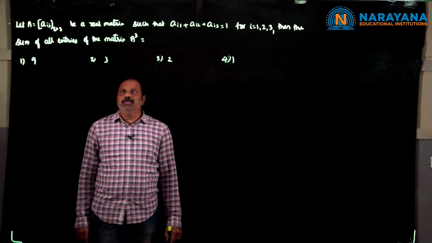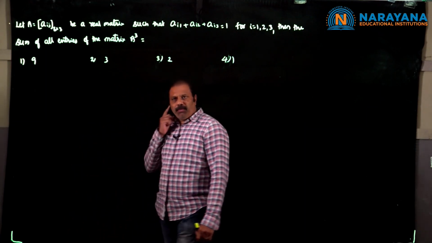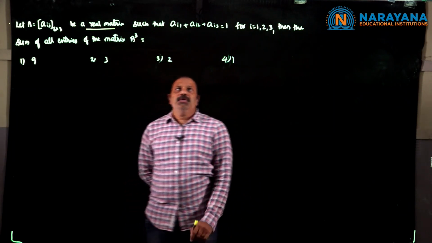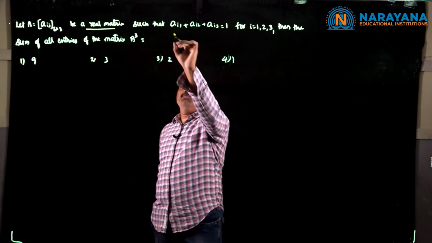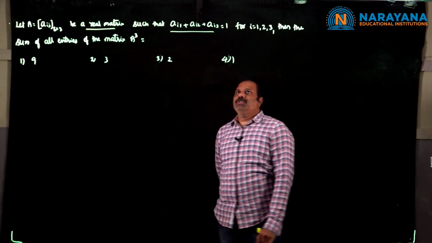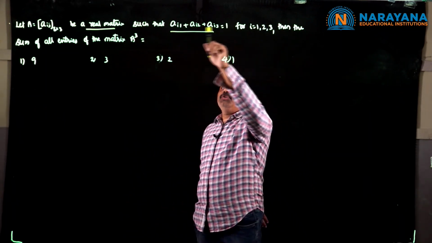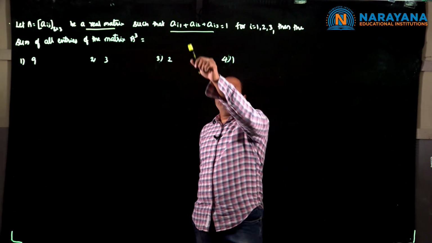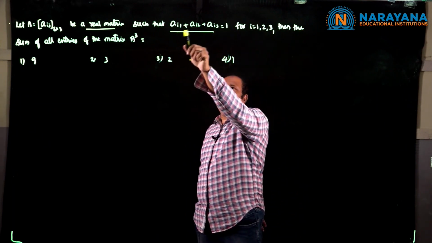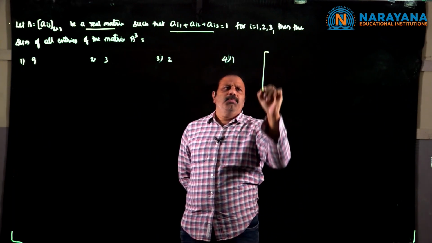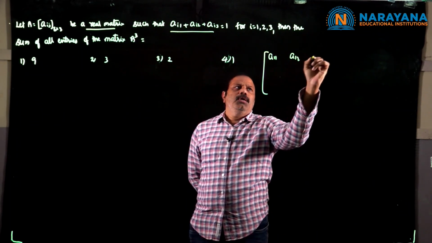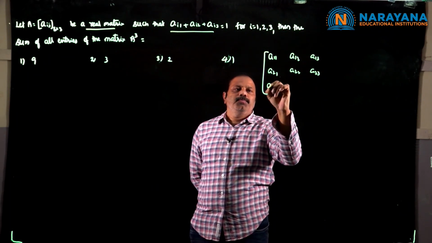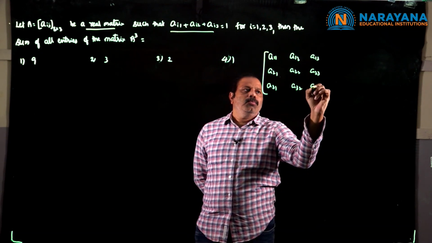Let A is equal to Aij of 3 by 3 order be a real matrix. Real matrix means all the entries are real, such that Ai1 plus Ai2 plus Ai3 is equal to 1. The sum of any row's elements is equal to 1. For example, if I put i is equal to 1, A11 plus A12 plus A13 is equal to 1, which means the sum of the first row is 1. If I put i is equal to 2, A21 plus A22 plus A23 is 1. The normal matrix will be like this: A11, A12, A13, A21, A22, A23, A31, A32, A33.